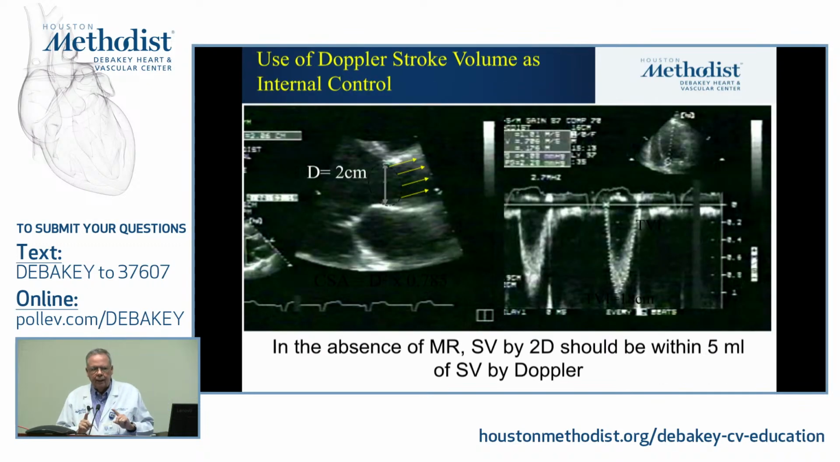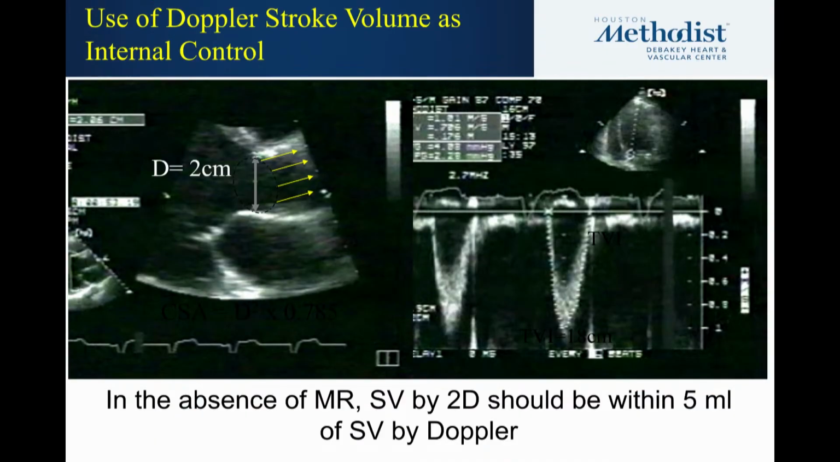One important recommendation is to get some internal control. And the best internal control in the absence of mitral regurg is the Doppler stroke volume. So your 2D stroke volume and your Doppler stroke volume should be relatively similar. You have 75 and 80, you're okay. 75 and 71, you're okay. You have 75 and 42, that's not okay. So it gives you a way to have an internal control to see if your numbers are making sense.